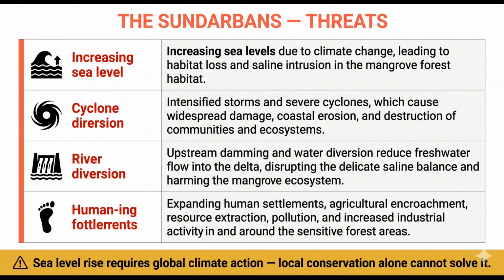Freshwater reduction. The Farakka Barrage, a dam in India, has reduced the flow of fresh water into the delta. This has increased salinity levels in parts of the Sundarbans beyond what some species can tolerate. And human pressure: encroachment, illegal logging, and overfishing by surrounding communities who depend on the forest for their livelihoods.